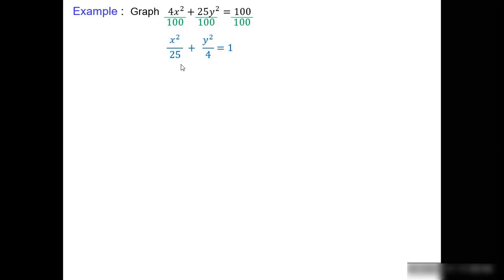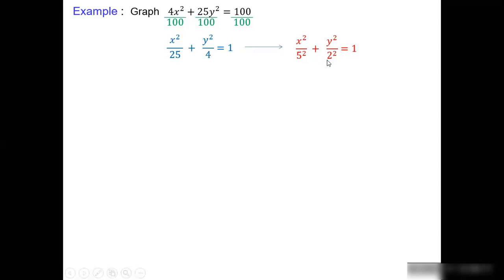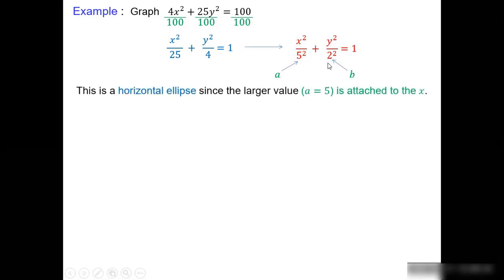Well, now we should realize that 25 represents 5 squared and 4 represents 2 squared. So we saw on the previous slide that the 5 represents the x-intercepts, while the value of 2 represents the y-intercepts. In other words, it represents how far to spread in the x direction and the y direction. So this is a horizontal ellipse because the x value has a larger value of 5.